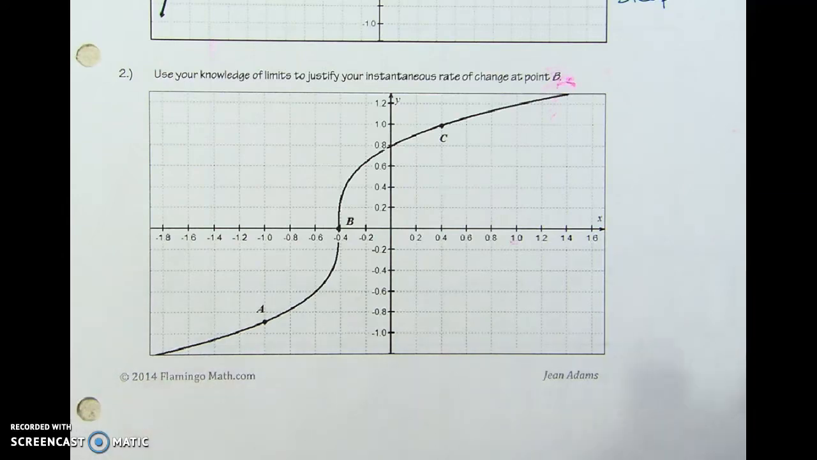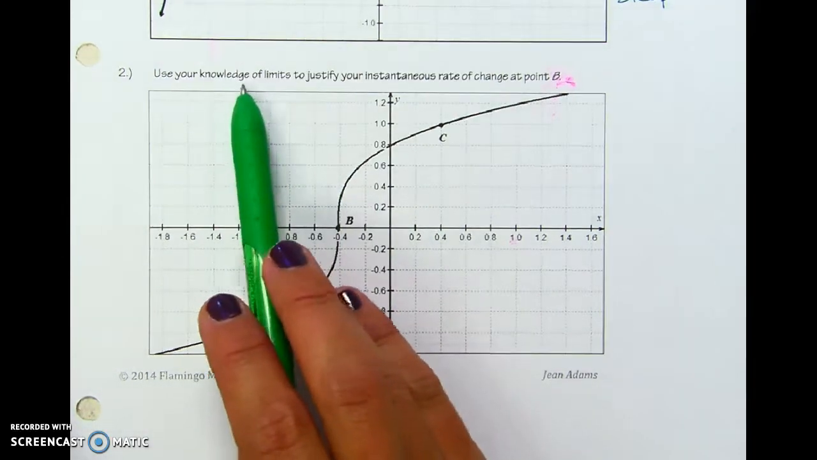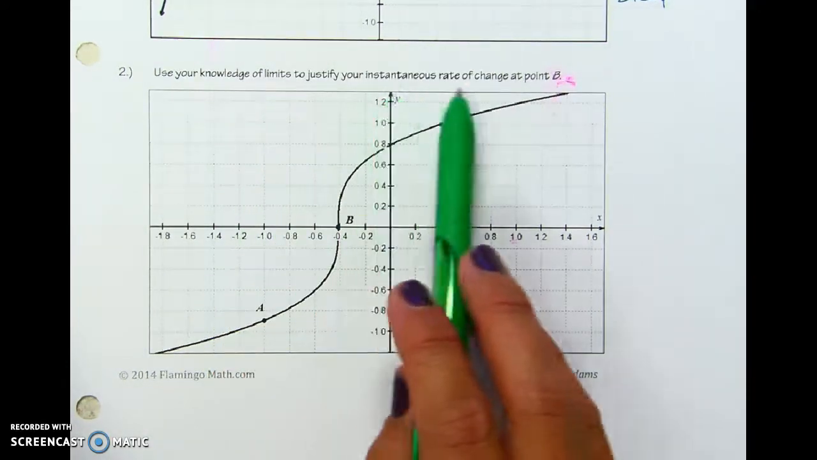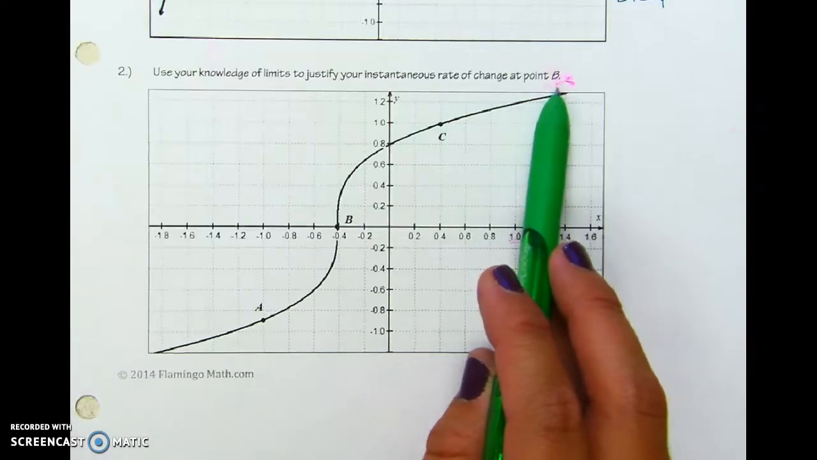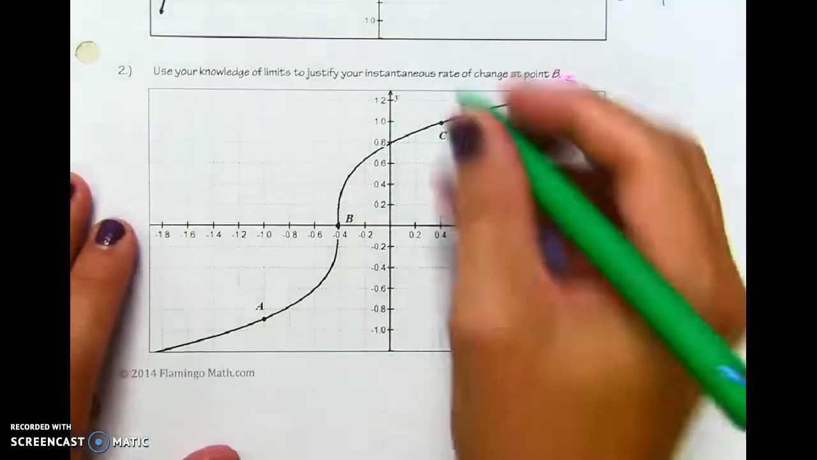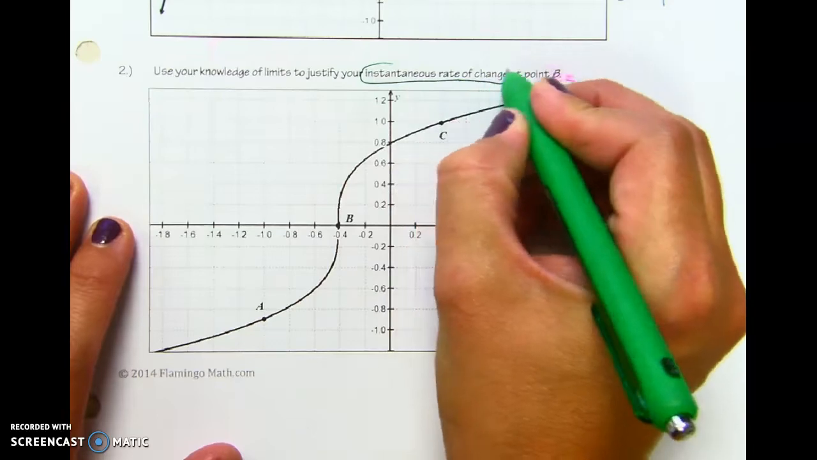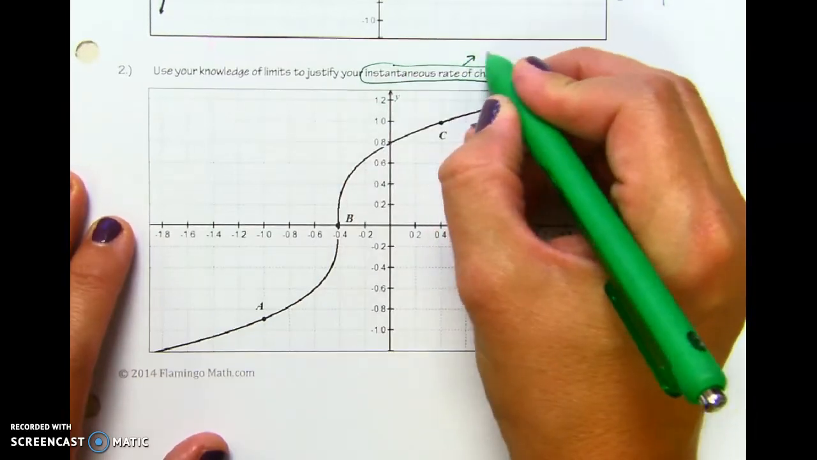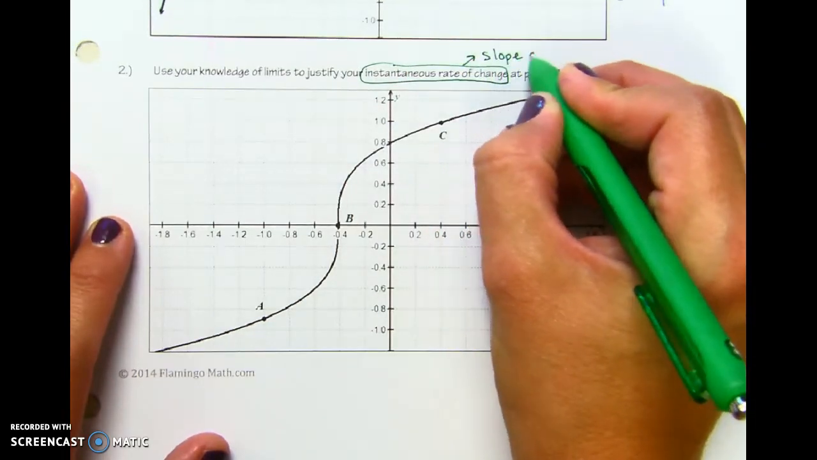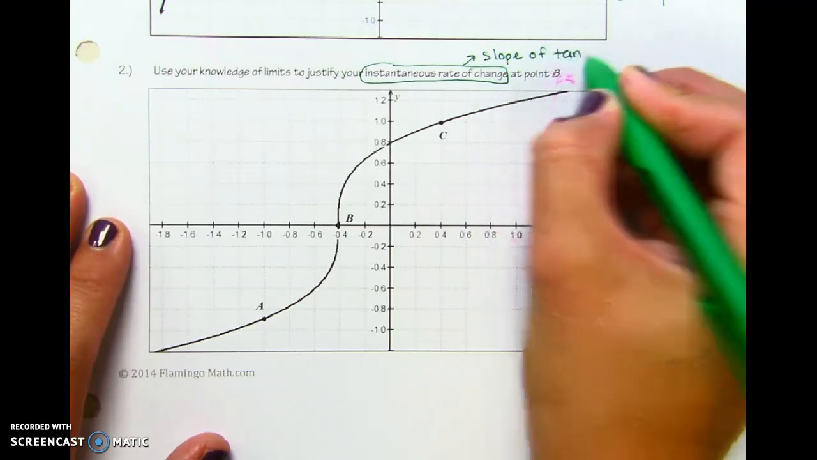On YouTube. Use your knowledge of limits to justify your instantaneous rate of change at the point B. Okay, everyone. Instant change, this is going to be the slope of tangent line. So write this down.